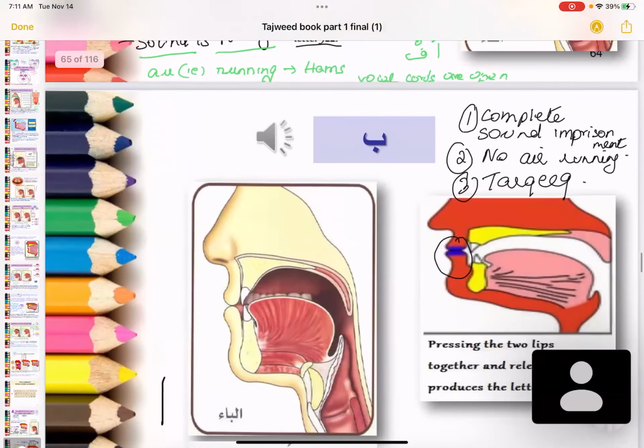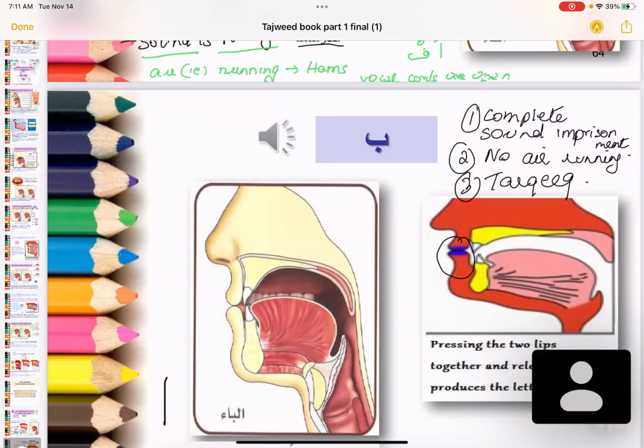Okay. Now the letter ba, the letter meem, and the letter waw all have to do with the lips, both the lips. They have to do with the lips alone. There's no involvement of the teeth for the letter ba, the letter meem, and the letter waw, right? So these three letters have to do only with the two lips, the upper and the lower lip. So let's look at the letter ba.